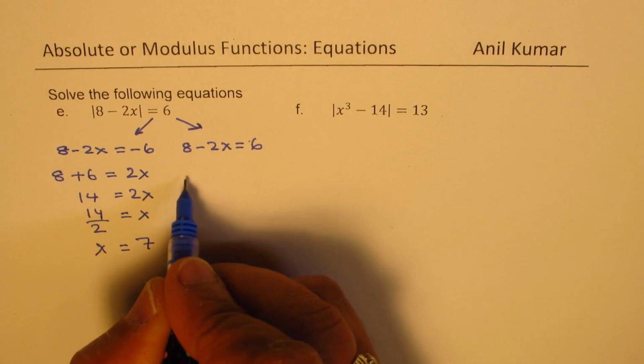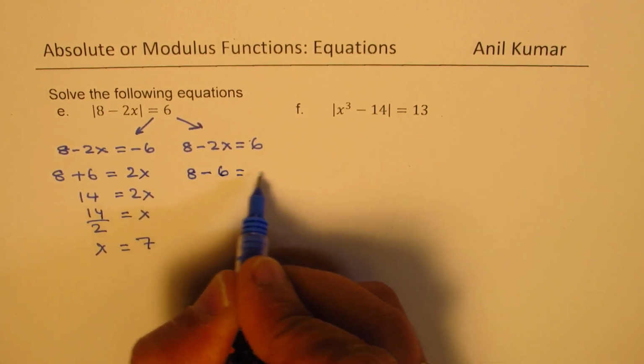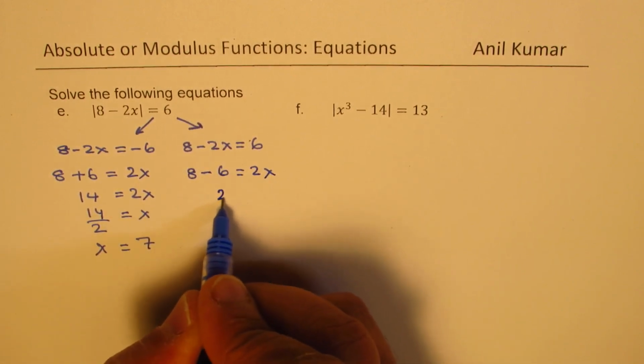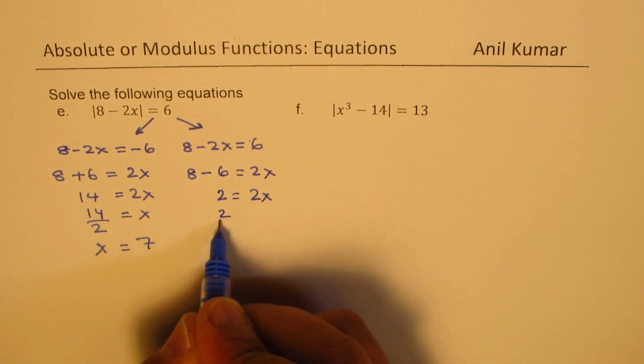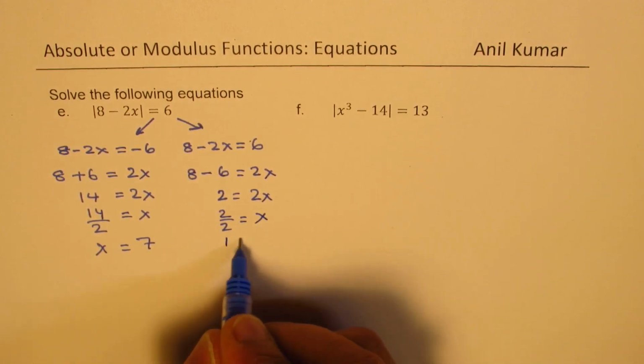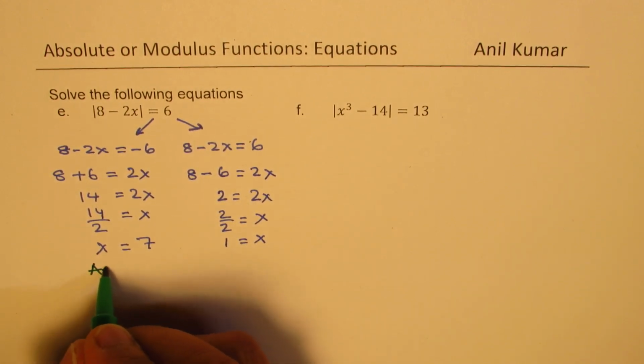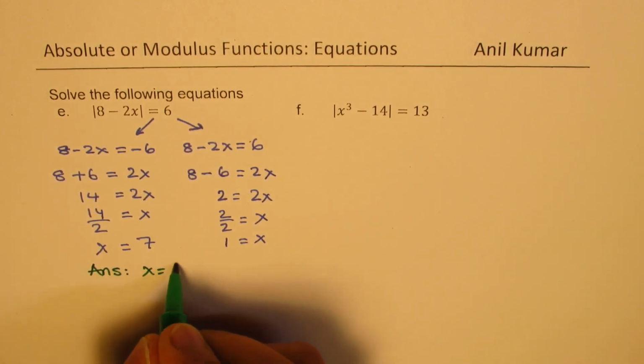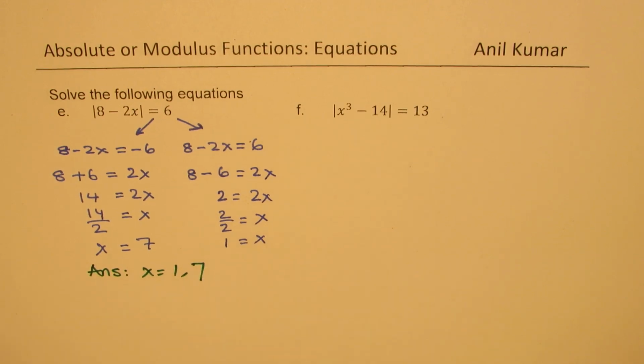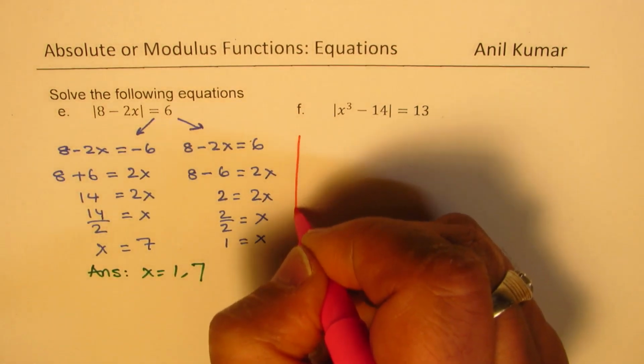On the other hand, we have 8 minus 6 equals 2x. This is 2 equals 2x, and 2 divided by 2 is the value for x, which is just 1. So we get our solution as x equals 1 or 7, correct? So these are the two solutions.